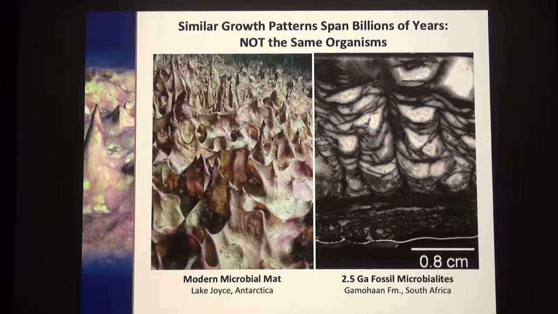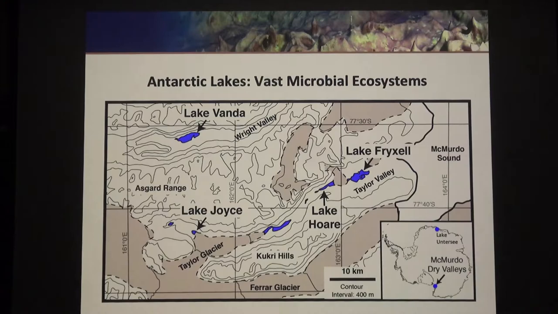One of my main questions was, were these oxygenic photosynthetic, like cyanobacteria, ancestors? If I could go by morphology, I would say yes, but I'm not comfortable saying that. However, we can say some things about the general processes. And so I'm going to talk about Lake Fryxell and some of the evidence we have for how oxygen oases are being created.